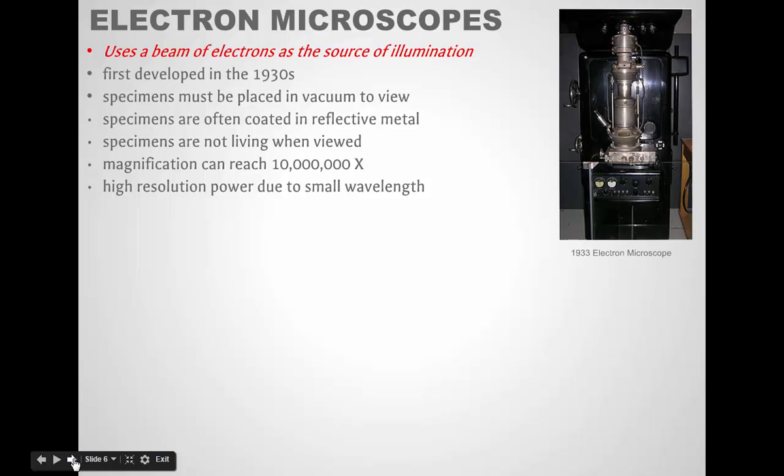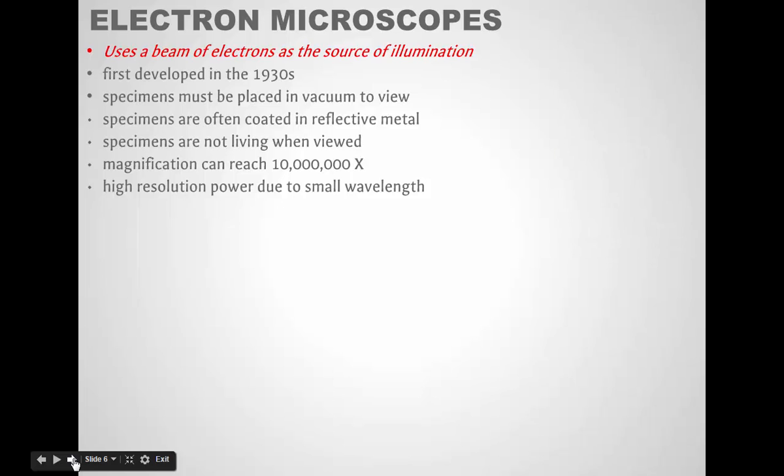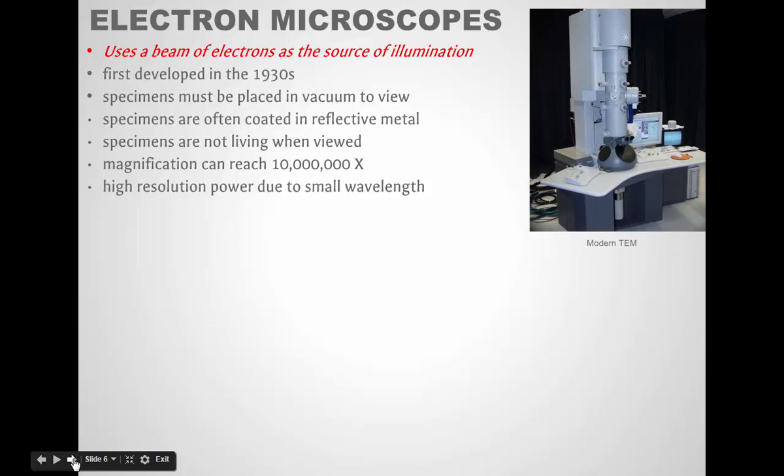The first electron microscopes were giant things. They look like this. They have a vacuum chamber, they have an electron source, and then they have a means of viewing those electrons as they pass through the image. Today they look more like a sort of computer with big tubes. This is a transmission electron microscope.